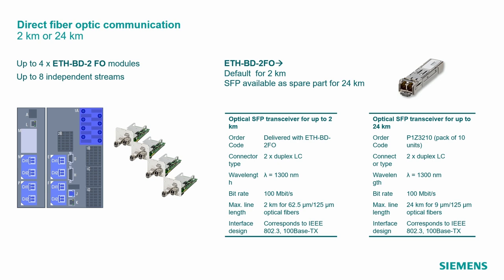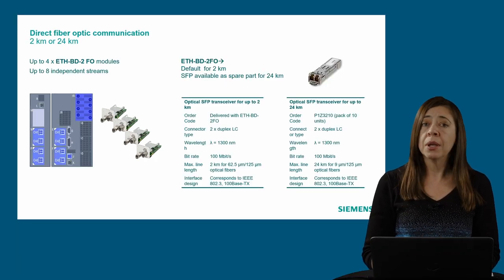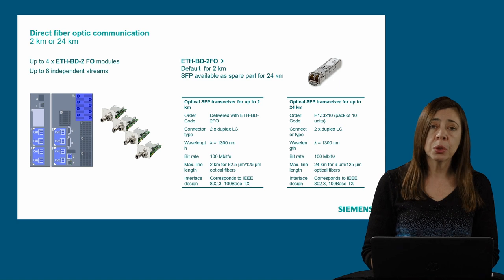By default, these communication modules are equipped with an SFP able to cover up to 2 kilometers. But if a longer distance is required, then a spare part can be bought and installed to cover up to 24 kilometers.